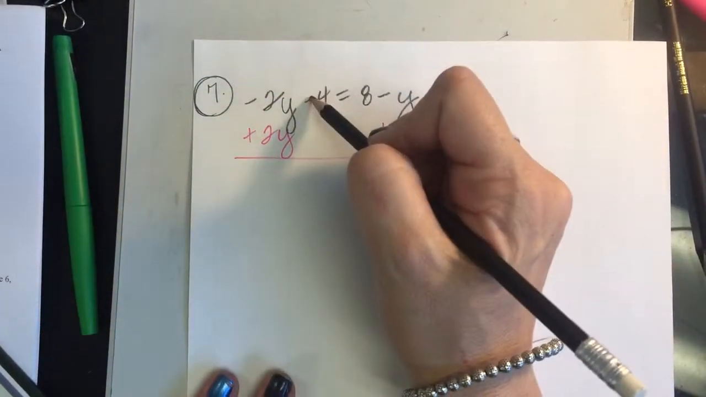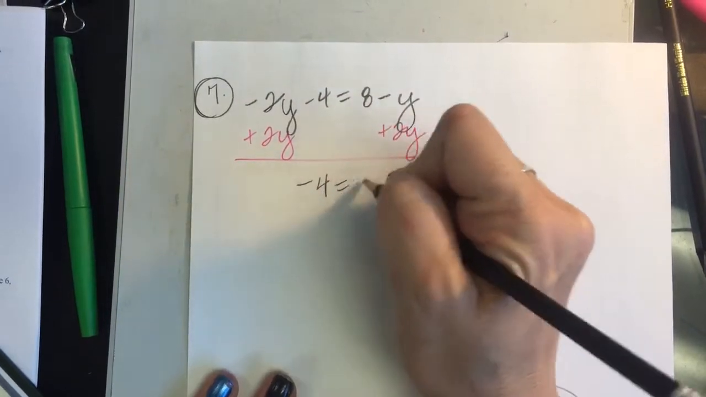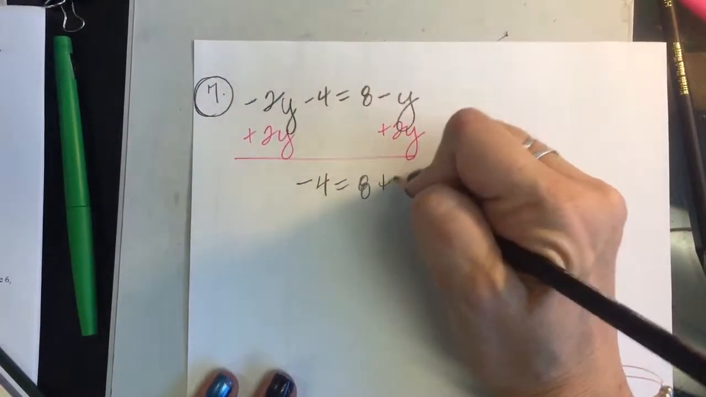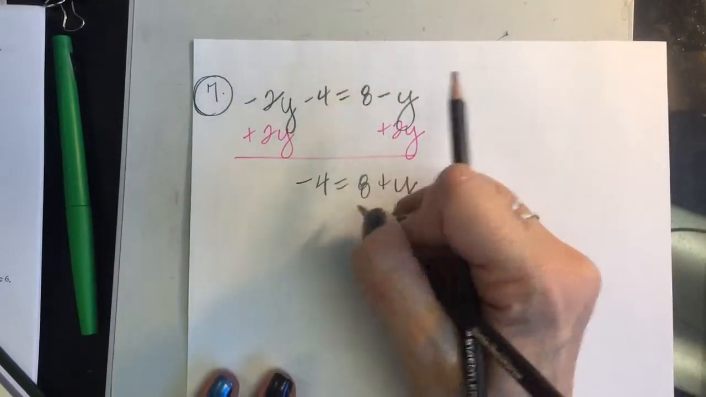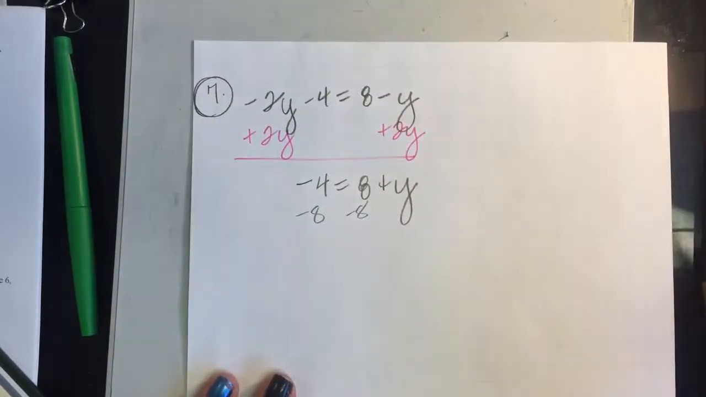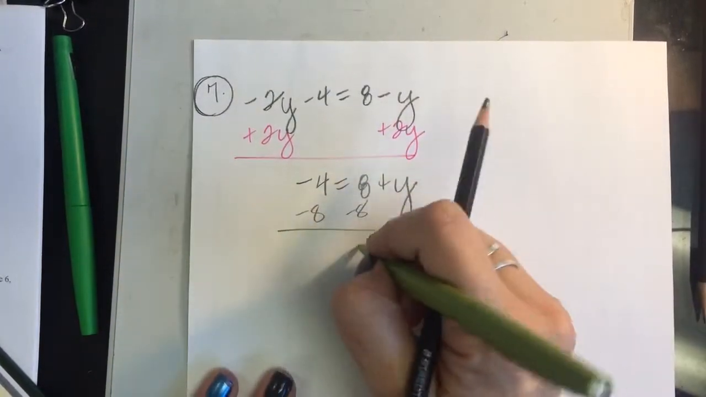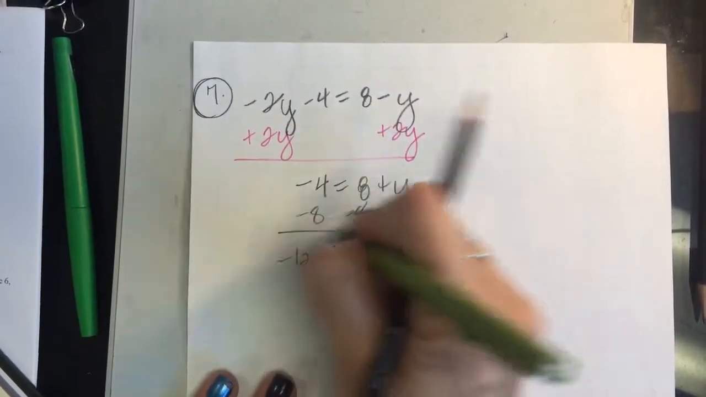Watch for leaving these negatives behind. -4 equals 8 plus y. -y and 2y is just going to give me a y. Take 8 away. Y is -12.